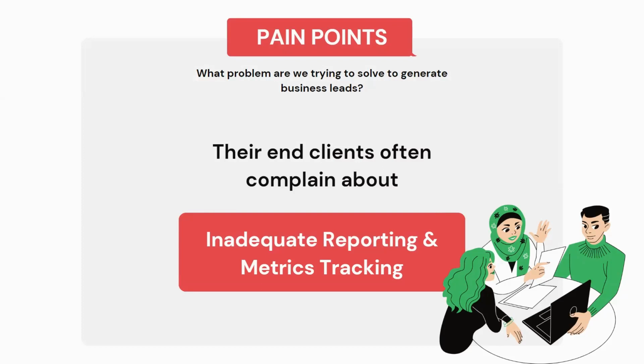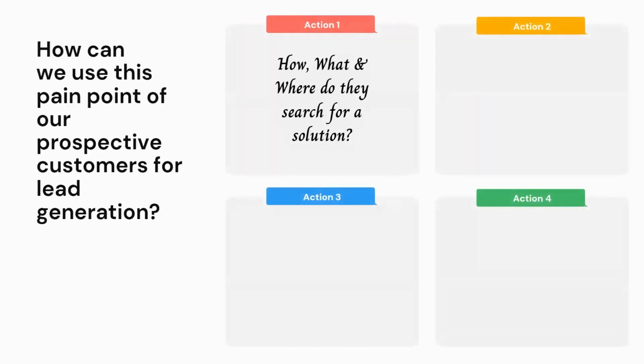Because normally these agencies are creative, they're good with campaign planning, campaign implementation, but they're not equally good with data reporting and analysis. And that's where your business comes into the picture. So what you understood here is that your target customers, which are small and medium marketing agencies, have a problem that their end clients often complain about inadequate reporting and metrics tracking. So now what could you do with this information? How can we use this pain point of our prospective customers for lead generation?